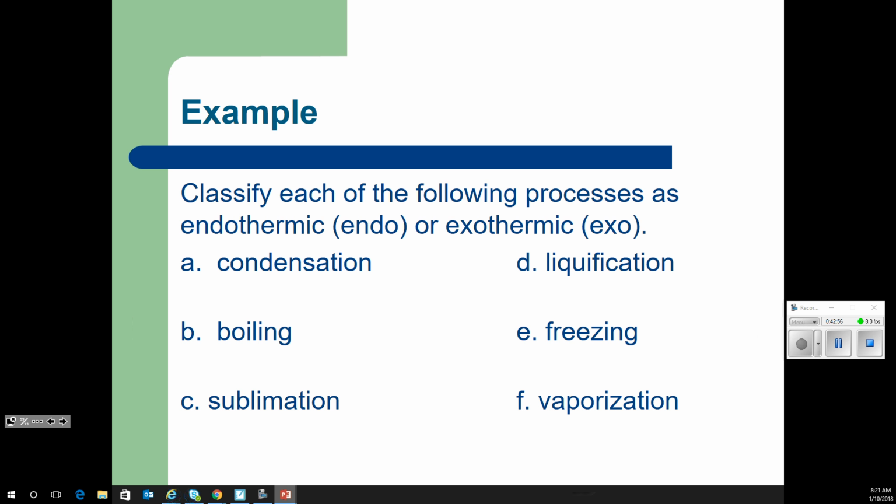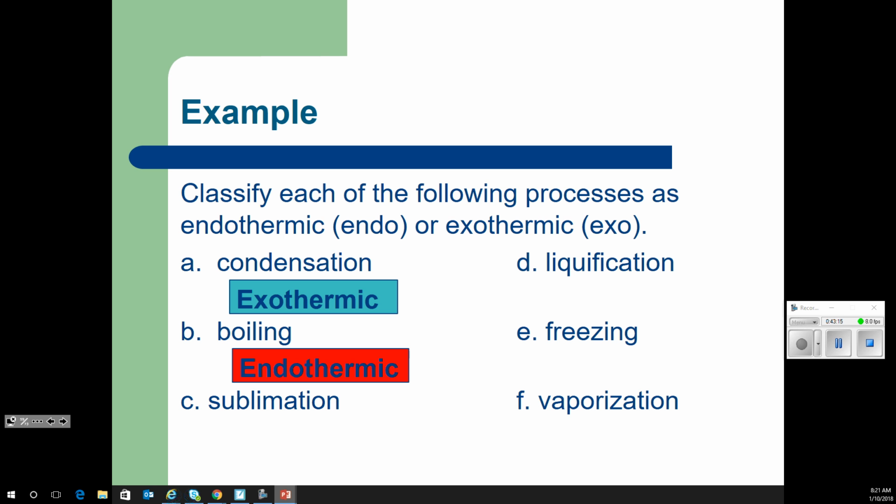Let's determine if each of these are exo or endothermic really fast. Condensation, exo or endo, going from a gas to a liquid? Exo, I'm getting rid of heat. Okay, what about boiling? Endo, good. Okay, what about sublimation? Sublimation is going from a solid to a gas. Endo, I have to put heat, energy, into it, right?